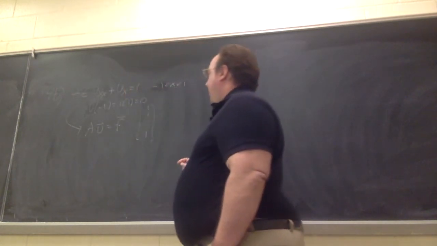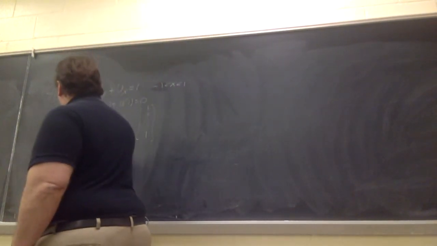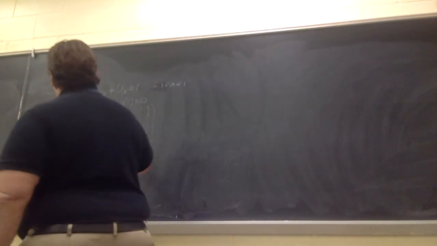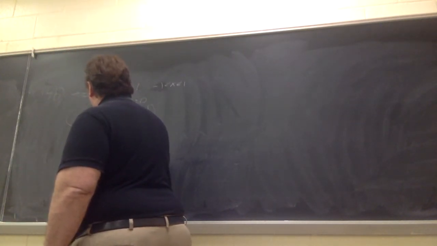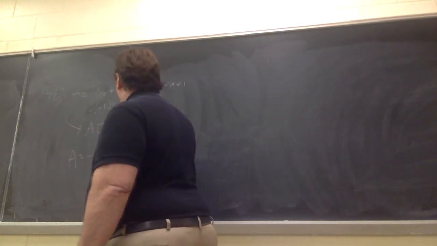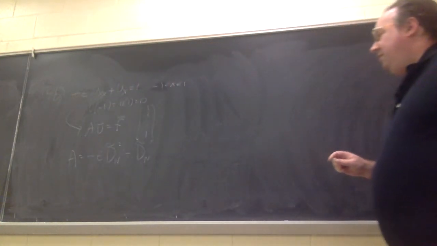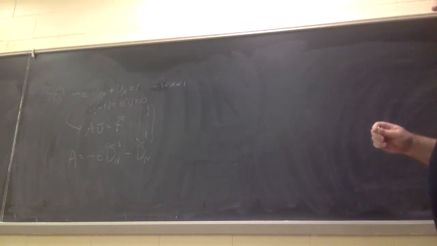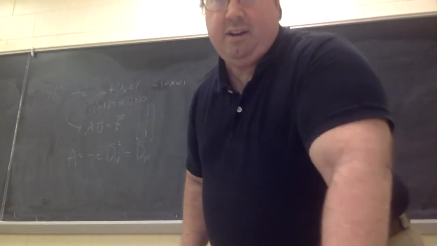And what about the matrix A? Matrix A is going to be minus epsilon D_N tilde squared plus D_N tilde. So now I need to explain what these D_N tilde matrices are. Okay. And D_N is given in the notes.